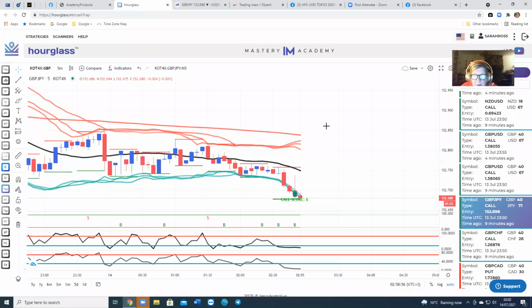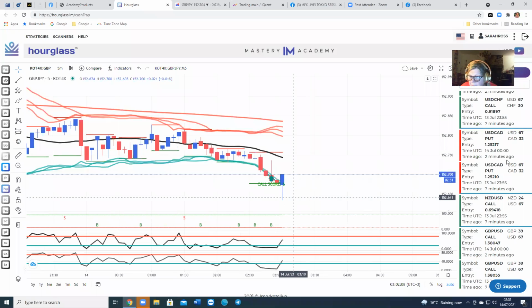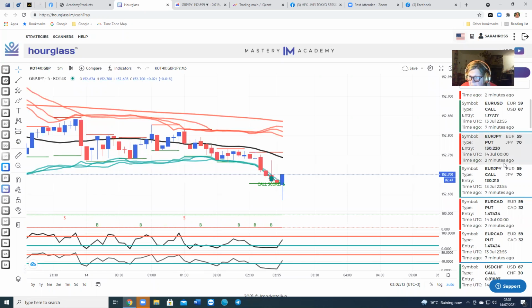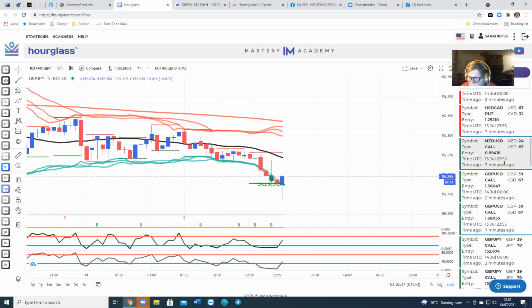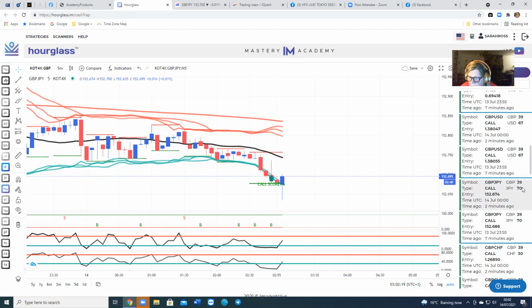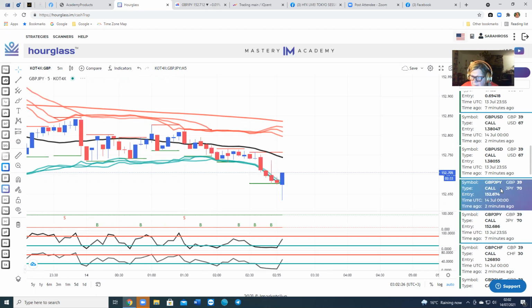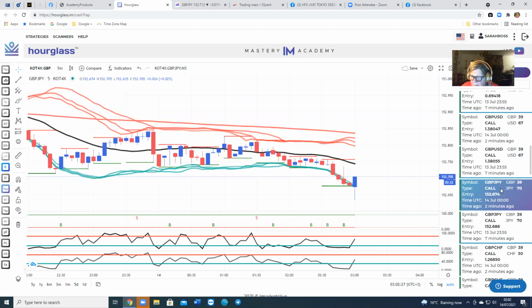Let's see what HourGlass is telling us. There's that wicky candle. You can see it's moving up now. Let's find it on here, just refresh it. So GBP, the base currency, 39, so Japanese yen at 70. So £1 sterling is trading at that price that you see there.